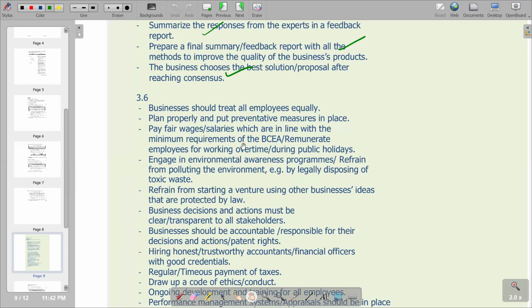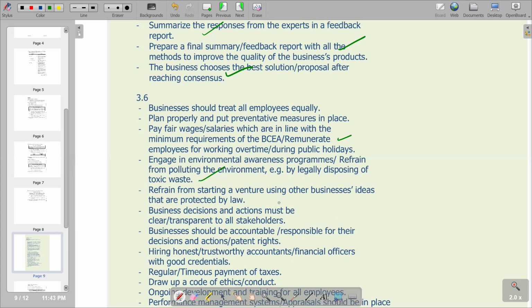There is a statement saying payment of salaries in line with the minimum requirements of the BCEA. And we know that the BCEA stands for Basic Conditions of Employment Act. So we should abide by the requirements of the BCEA in terms of payment of wages or salaries. This is the third point that we have there. Then the fourth point is saying engage in environmental awareness programs, refrain from polluting the environment, for example, by legally disposing of toxic waste. So this is the point that we have.